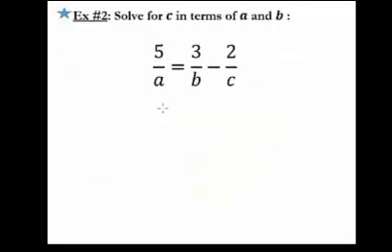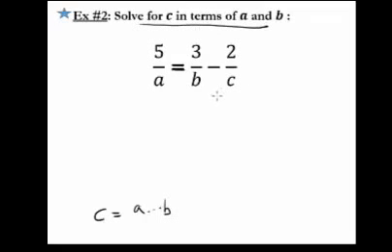Example number 2. Solve for C in terms of A and B. So this is, again, a rational equation. Here's our equation, and we want to solve for one variable in terms of the other ones, right? In terms of just means that we're going to do a lot of work and end up with C equals something with A in it, with maybe some numbers, and something with B in it. So C is on one side and A and B are on the other side. That's what this question means.